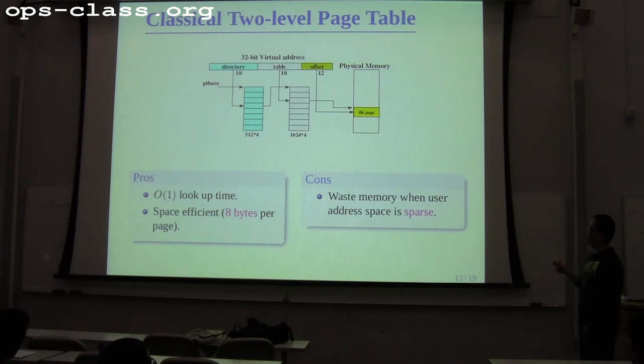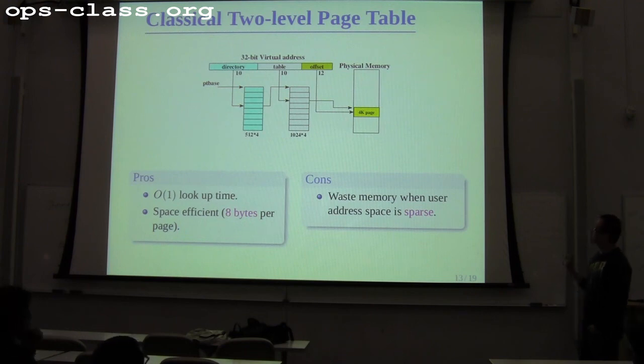But the drawback of this approach is that when the user address space is sparse, in that the user may not have that many virtual pages, this will potentially cause memory waste. Suppose the user just has one virtual page. To translate that one virtual page, you need to allocate this and this, and there will be only one entry in this table that is used. All others are wasted.